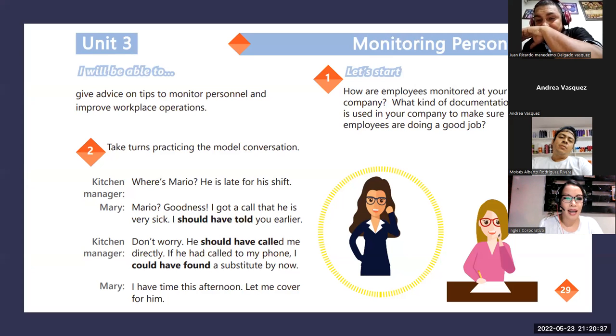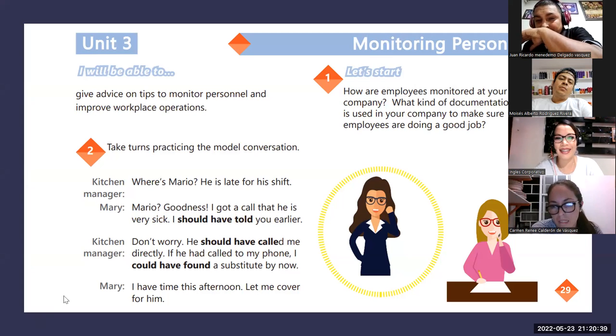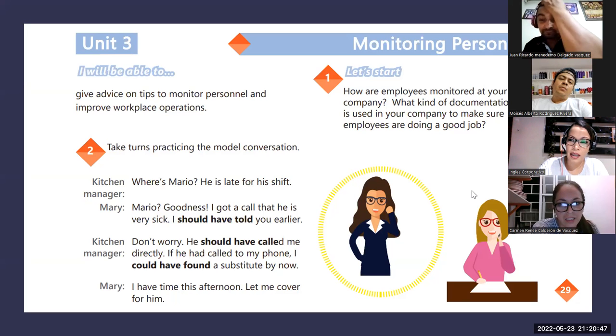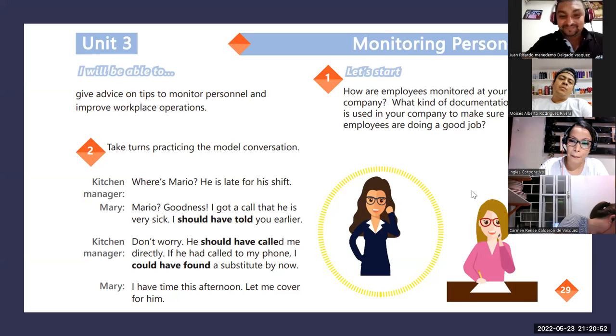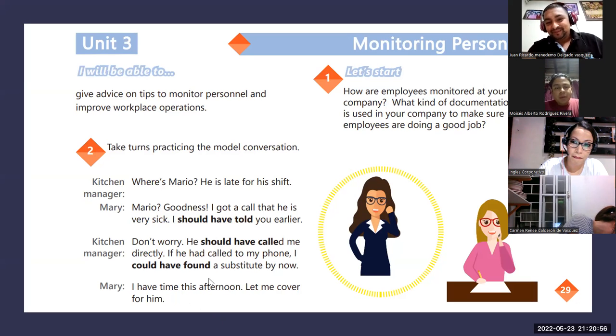Okay, excellent. That would be the perfect employee. So that word's kind of tricky. Directly. Okay, I have Moises and Juan Ricardo Menedemo's hand. Okay, empiece.